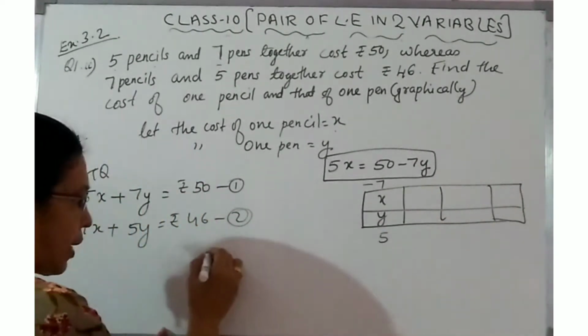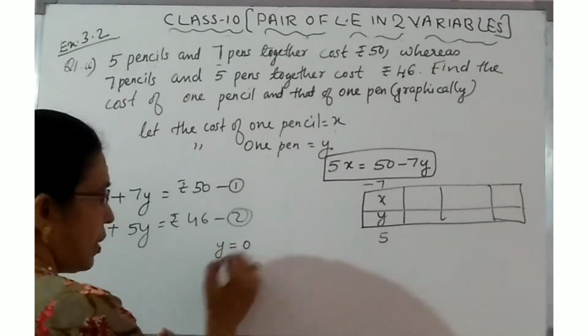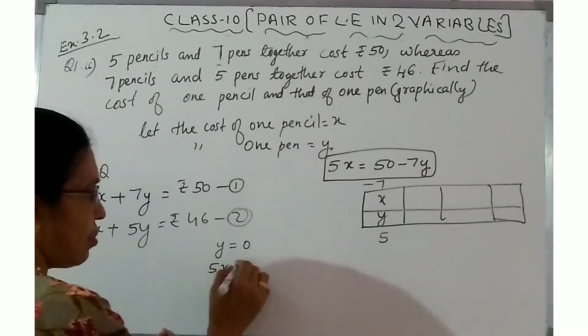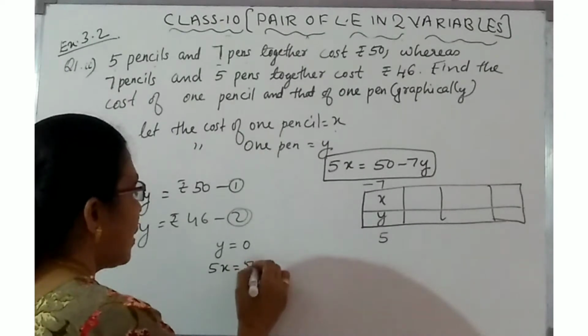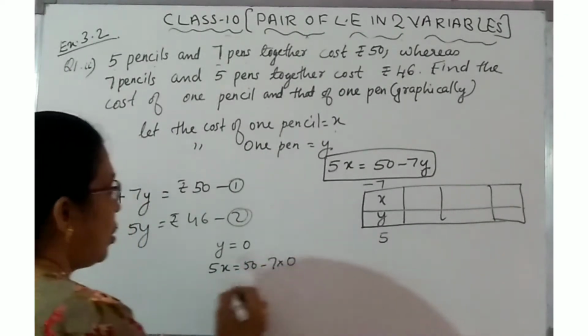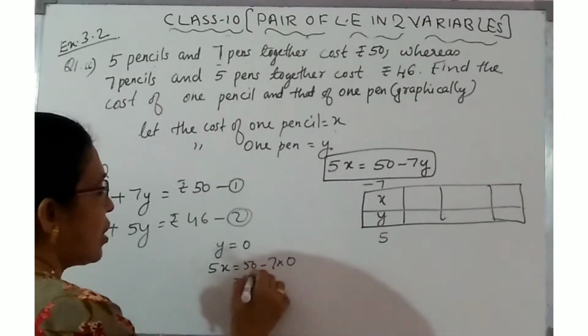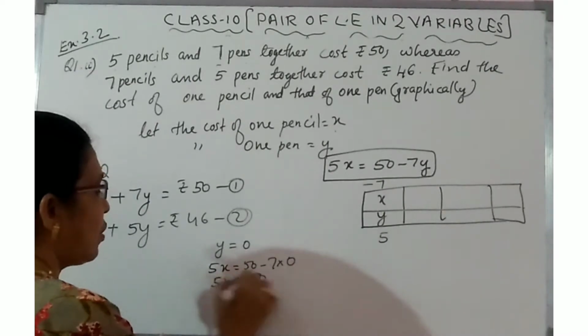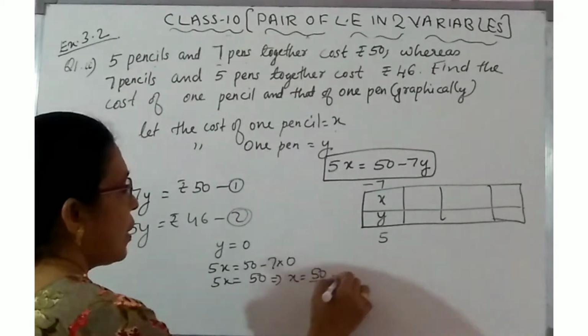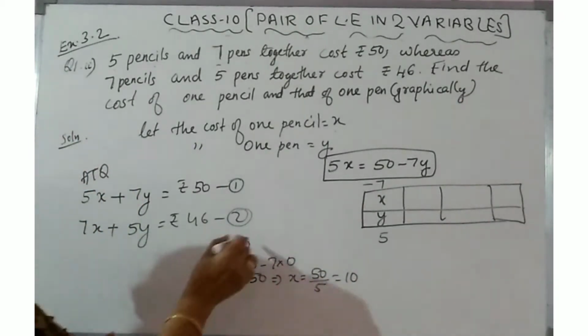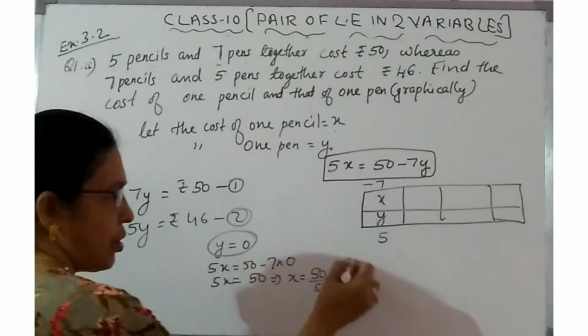So here I am taking y as 0. So 5x is equal to 50 minus 7 into 0. That is 50 minus 0, which is 50. 5x is equal to 50. That implies x is equal to 50 divided by 5, that's equal to 10. Got y value 0 and x value 10.